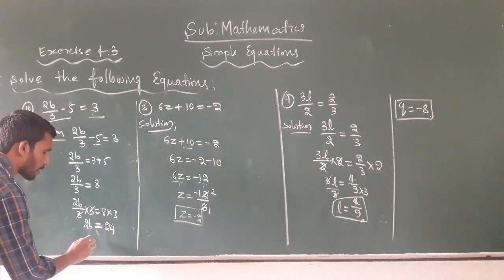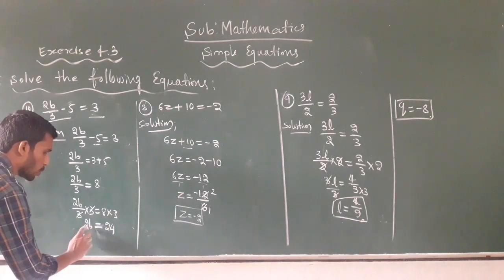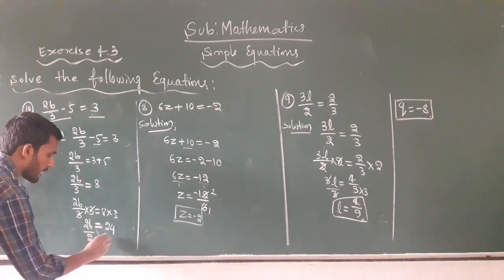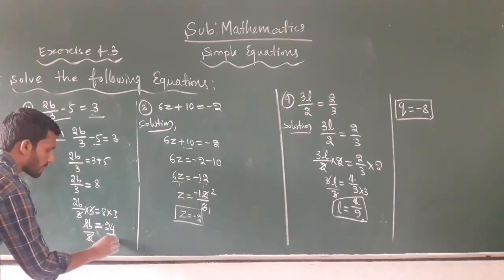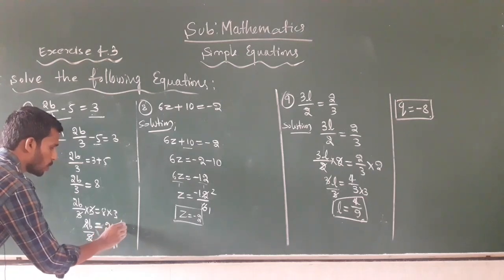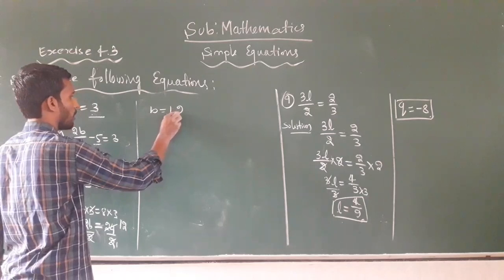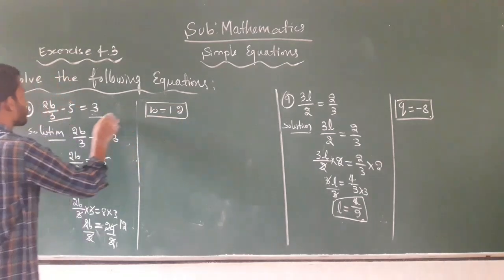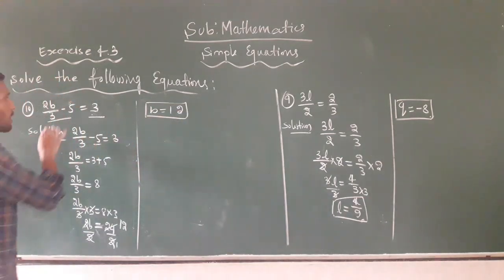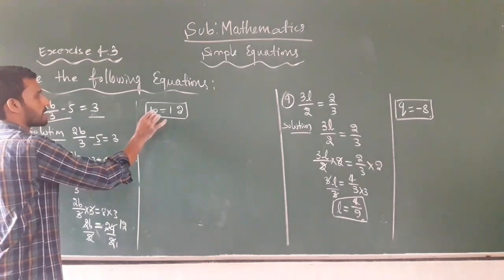Now when we divide by 2 on both sides, 2 will be cancelled. 2 1s are 2, 2 12s are 24. b is equal to 12. This is the solution.